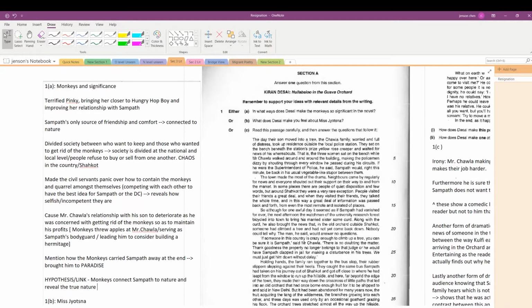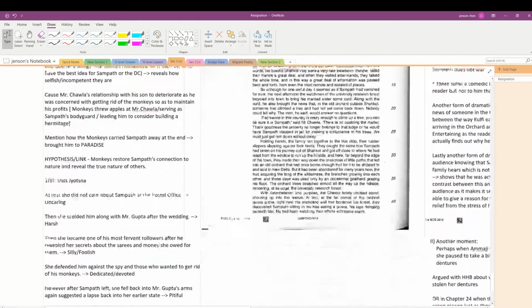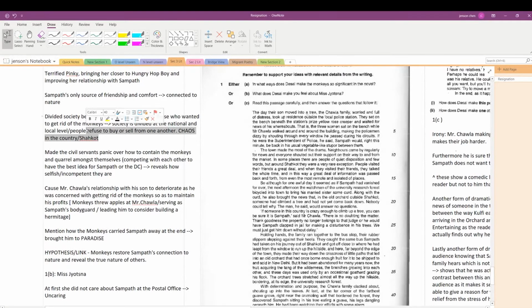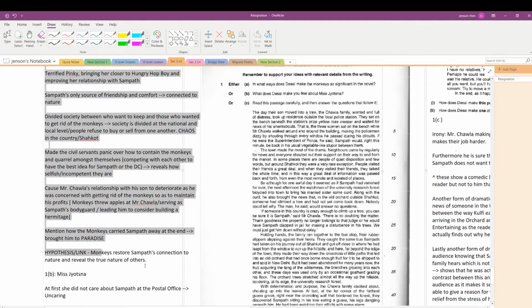Wow, this is quite epic, or this is quite punny. Reveal the true nature of others. Monkeys restore Sampath's connection to nature. That's nice. Yeah, don't know how that links with Pinky, but yeah, okay. If you want to say true nature of others, then you have to kind of link this. Yeah. I don't know. I'd probably pick this, and this to fit these two.